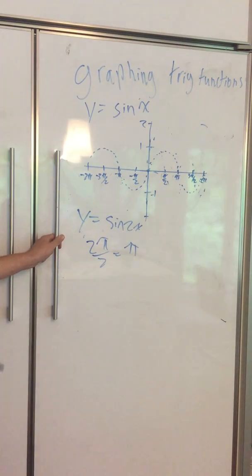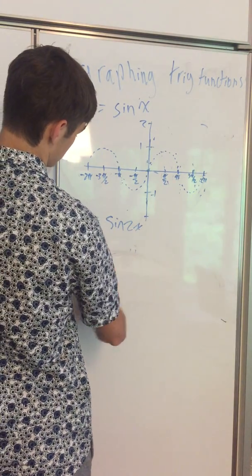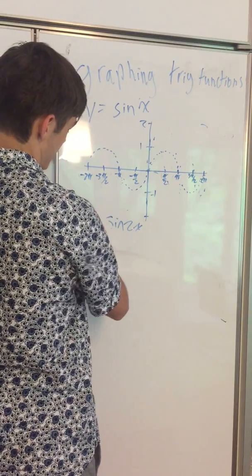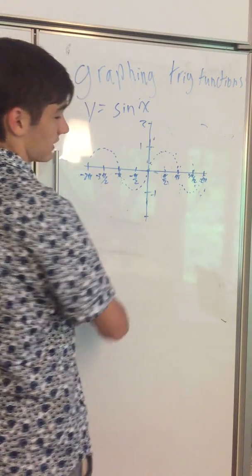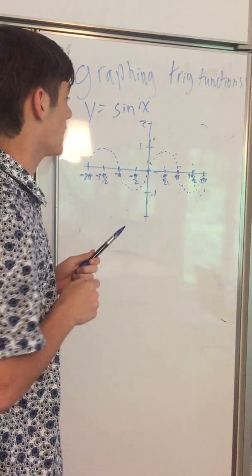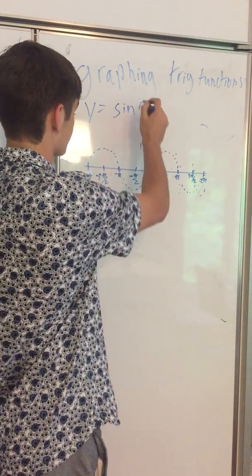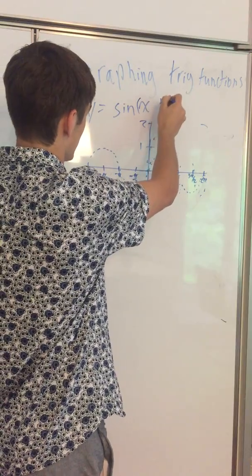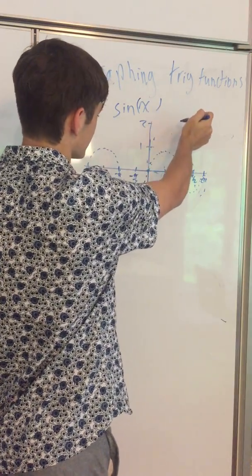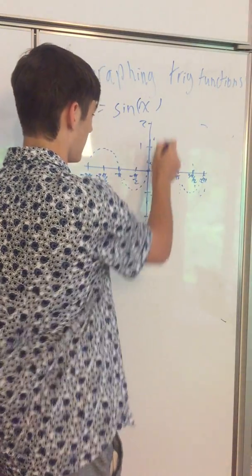And then another thing you can change is shifting the graph. Shifting the graph is much like shifting a quadratic graph. So if you want to shift it up or down, you're going to want to add or subtract numbers outside the sine. This will shift the graph up or down.